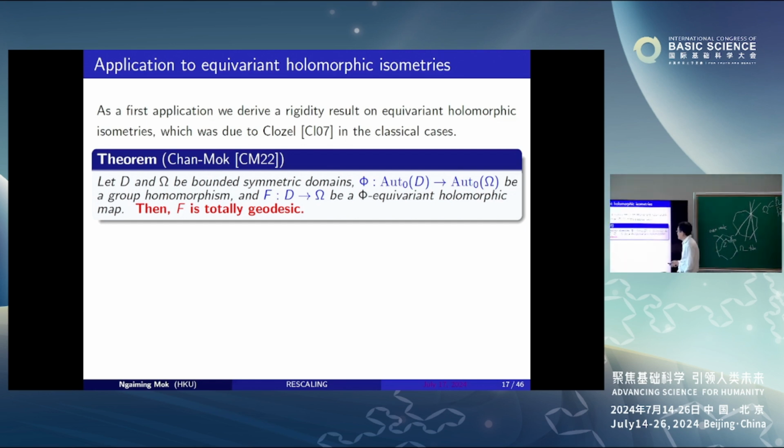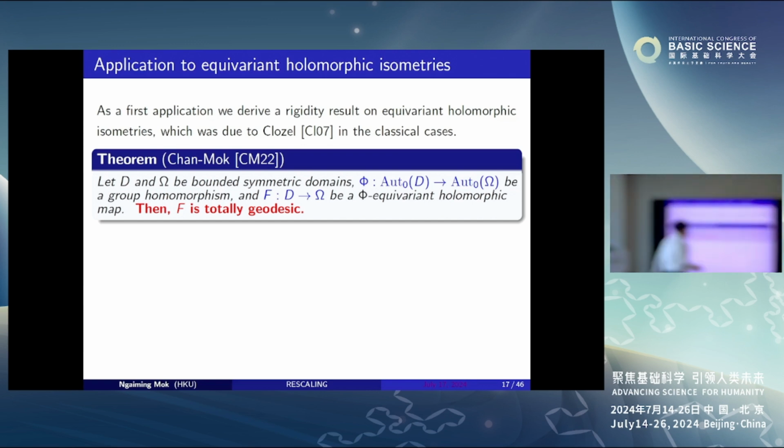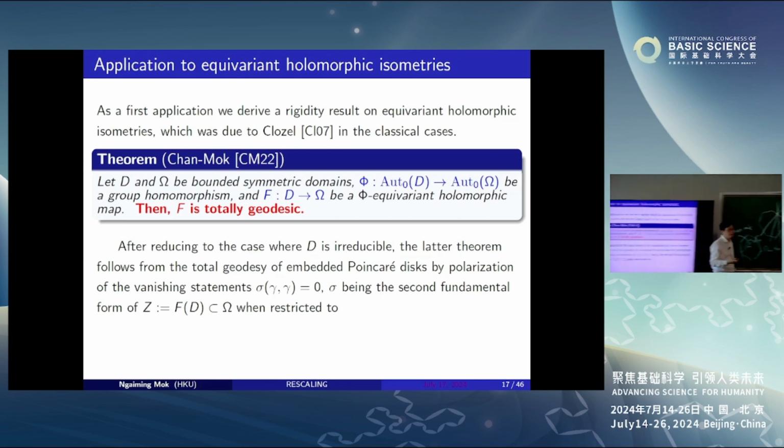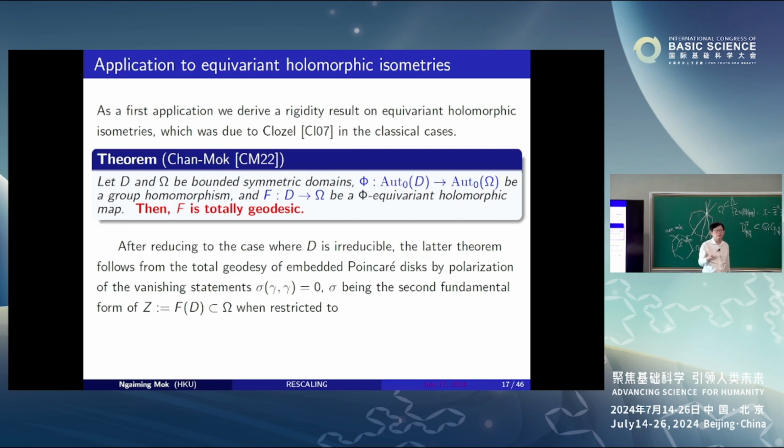And then I thought about this problem for some time, and I came up with some idea, and then we worked this out. Actually, the asymptotic total geodesy can be made use of to prove this. You can reduce the problem to a case where D is a disk by slicing. And when you have an equivariant map, of course, the norm of the second fundamental form is a constant. If it's asymptotically 0, therefore it must be 0.